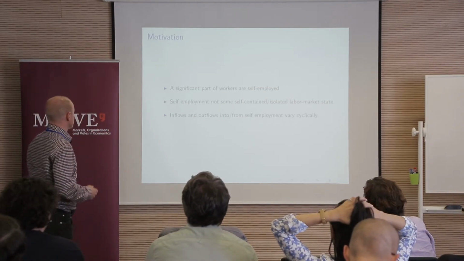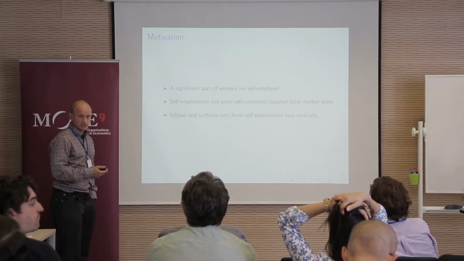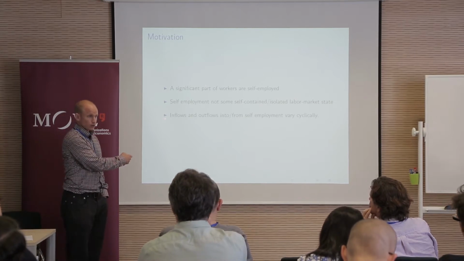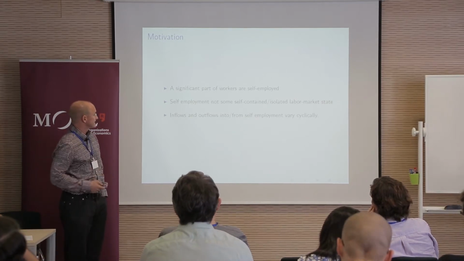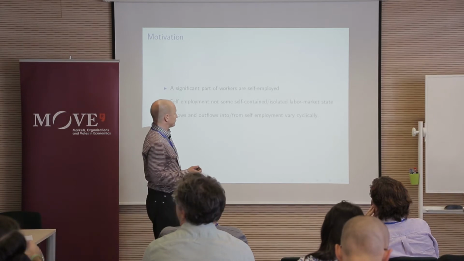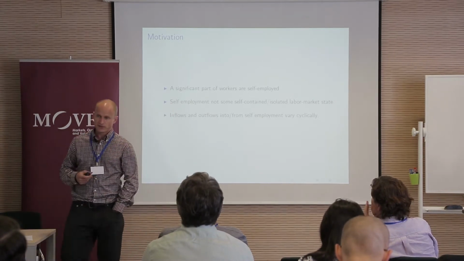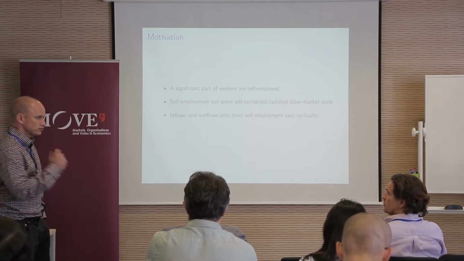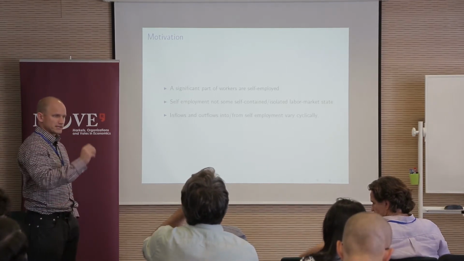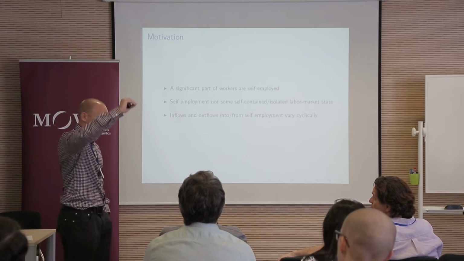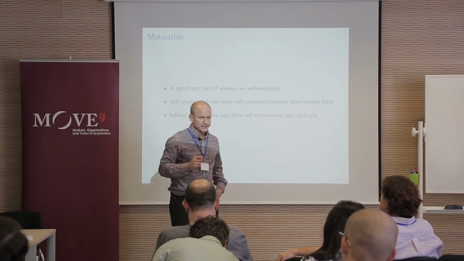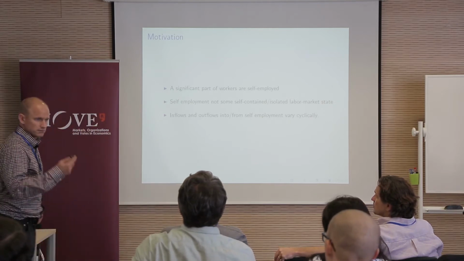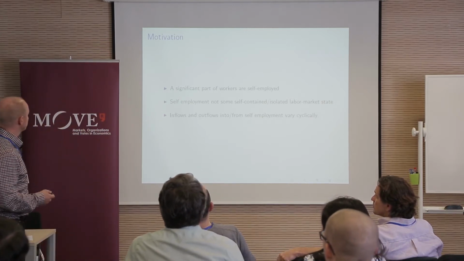So, simple observation: a significant part of workers are self-employed. That's well known. What we want to convince you of here, with flow data, is that self-employment is not some self-contained or isolated labor market state. So we think it's important, when we think about labor market flows, to put self-employment in. The usual models in the literature are two-state models where you have flows from unemployment to paid employment and back, and people just take out these guys from the data. We leave them in. And then we do something standard, but I think there's something to learn from this.